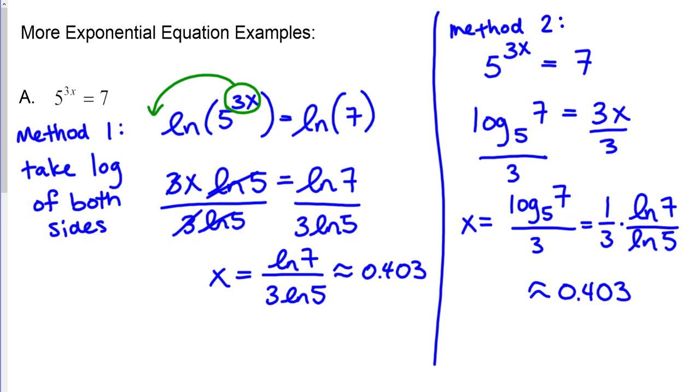All right, let's look at another example. So come on down here. 2 to the x plus 1 is equal to 6. So in this particular example, I'm going to try and mix up the different methods here. So instead of taking the log of both sides, I'm going to switch up and just change it into a logarithmic equation so you can see either way. So this would be log base 2 of 6 equals the exponent x plus 1.